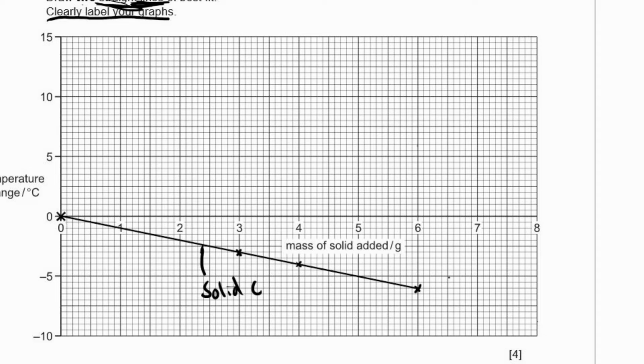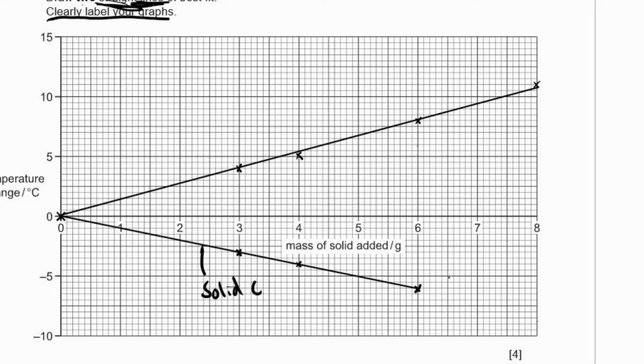Now let's do solid D. Okay, so here's the points for solid D. At 3 grams, it was plus 4 degrees Celsius. At 4 grams, it was plus 5 degrees Celsius. At 6 grams, it was plus 8 degrees Celsius. And at 8 grams, it was plus 11 degrees Celsius. And we can draw a nice straight line as well for that one.